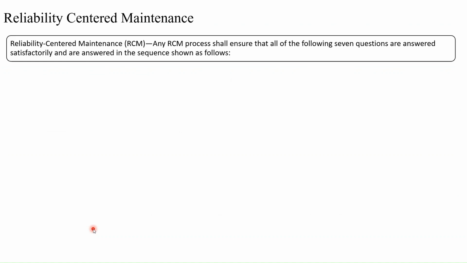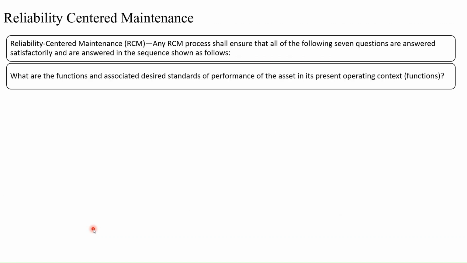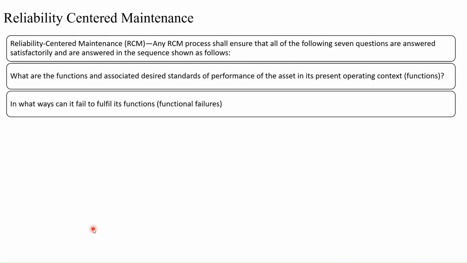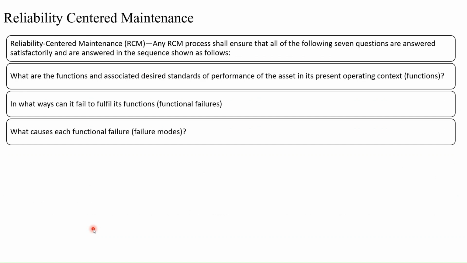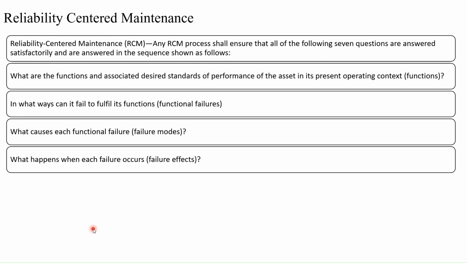Reliability-centered maintenance, RCM. Any RCM process shall ensure that all of the following 7 questions are answered satisfactorily and are answered in the sequence shown as follows. In what ways can it fail to fulfill its functions? Functional failures. What causes each functional failure? Failure modes. Understanding failure modes reveals specific reasons, such as fatigue, corrosion, contamination, or human error. What happens when each failure occurs? Failure effects. This outlines the immediate and long-term consequences of failure.